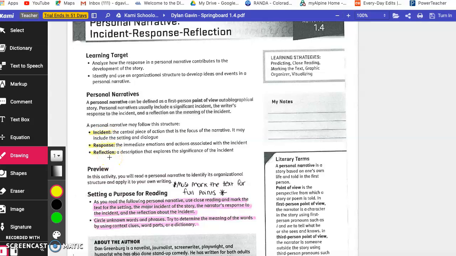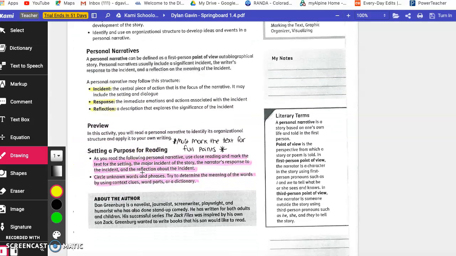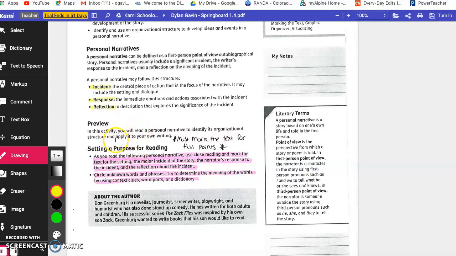And then reflection. How is that problem maybe resolved? What did the particular person in the story learn? What was the lesson they learned? And our definition, a description that explores the significance of the incident. So these 3 things work together throughout a personal narrative. Once again, make sure you read everything, but I'm trying to keep this video short for you.